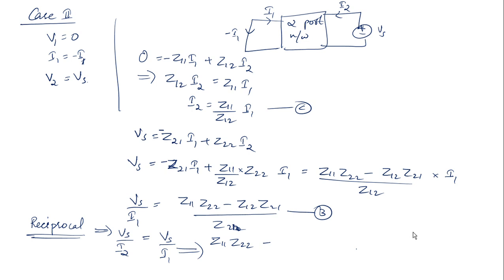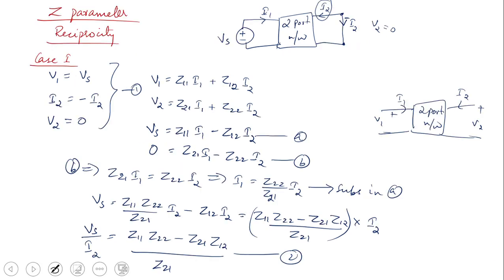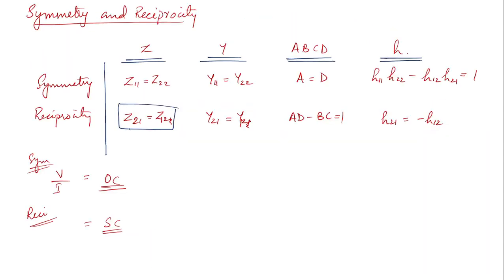While writing, I just made a small mistake. Okay, so that is divided by Z12, and I think in the first case it is Z21. That is equal to Z11 Z22 minus Z12 Z21 divided by Z12. And these two sides get cancelled and you will get, in order for the two-port network to be reciprocal, Z21 should be equal to Z12. So this is the final answer. And you can compare it with the table you got over here. Z21 is equal to Z12.